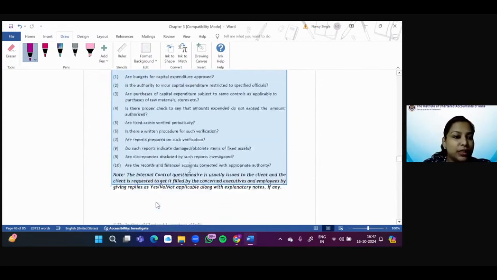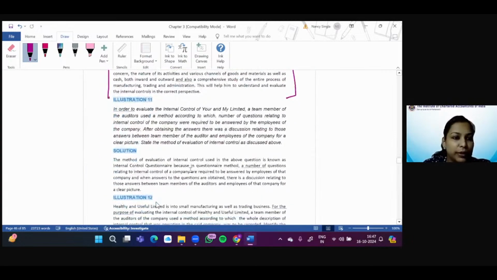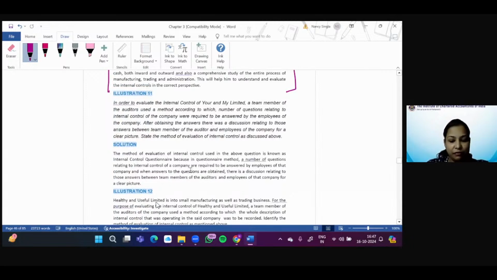The next 2 questions are based on this topic only. Quickly go through illustration number 11, which is given on page number 3.51. Illustration number 11. Quickly.